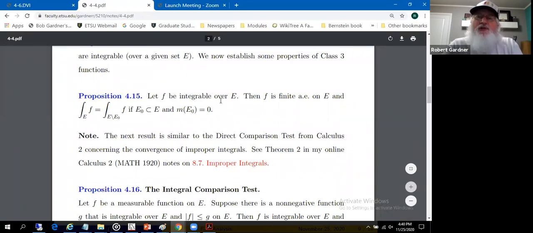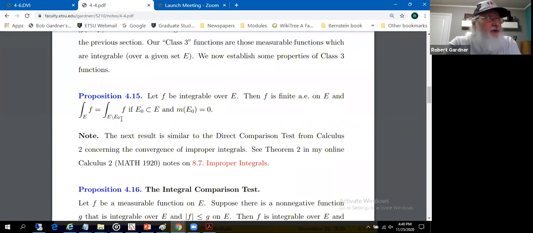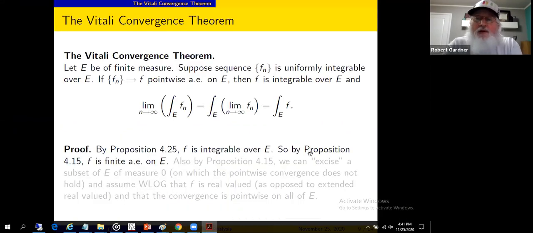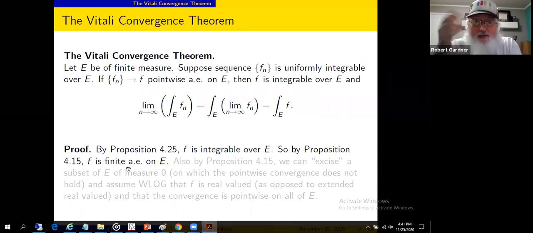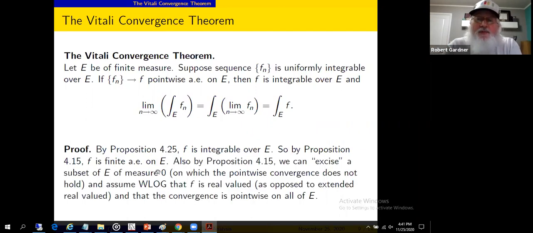It says if a function is integrable, then that function's finite almost everywhere. And you can throw out sets of measure 0 and not change values of integrals. We're dealing with a situation of integrable and convergence almost everywhere. So we're going to tweak that a little bit using this proposition. So integrable implies finite almost everywhere, and that I can throw away sets of measure 0. Okay. Proposition 4.15 implies f is finite almost everywhere. Okay, that we just saw because f is integrable.